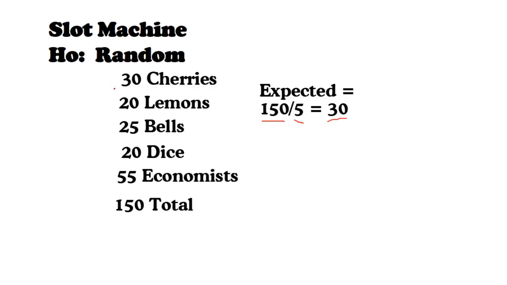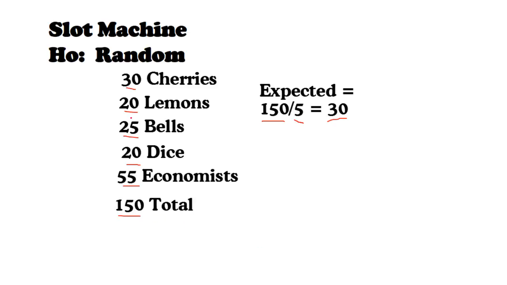Well, what do we see? We spun it 150 times. We got 30 cherries, 20 lemons, 25 bells, 20 dice, and 55 economists. This is why this is boring, right? If you were the statistician doing this, you would have to sit there and spin that wheel 150 times. Usually, knowing that you charge by the hour, the casino would have spun this thing like 1,000 times before you ever got there, and they would just give you the data, and it would take you 20 minutes to tell them what they already knew, which is that something's wrong with it, and it's not random anymore.